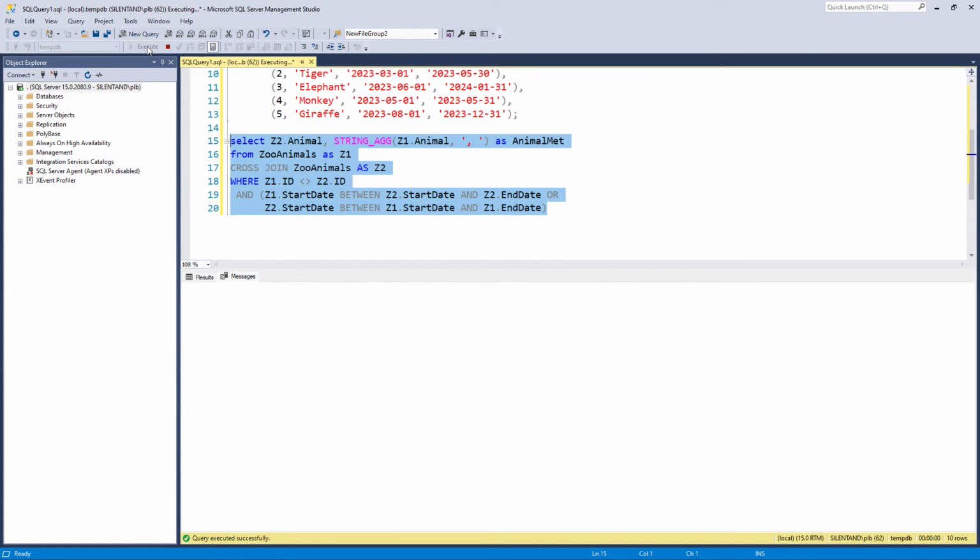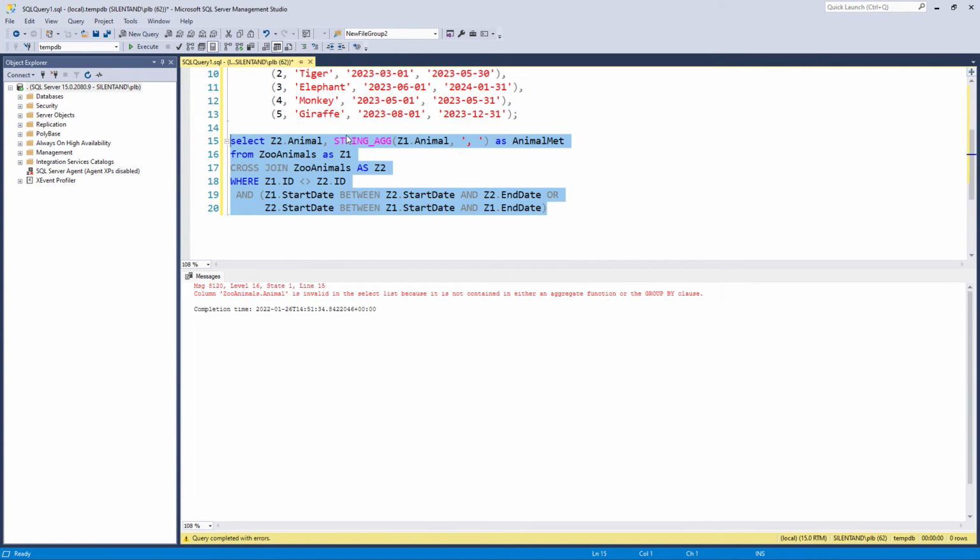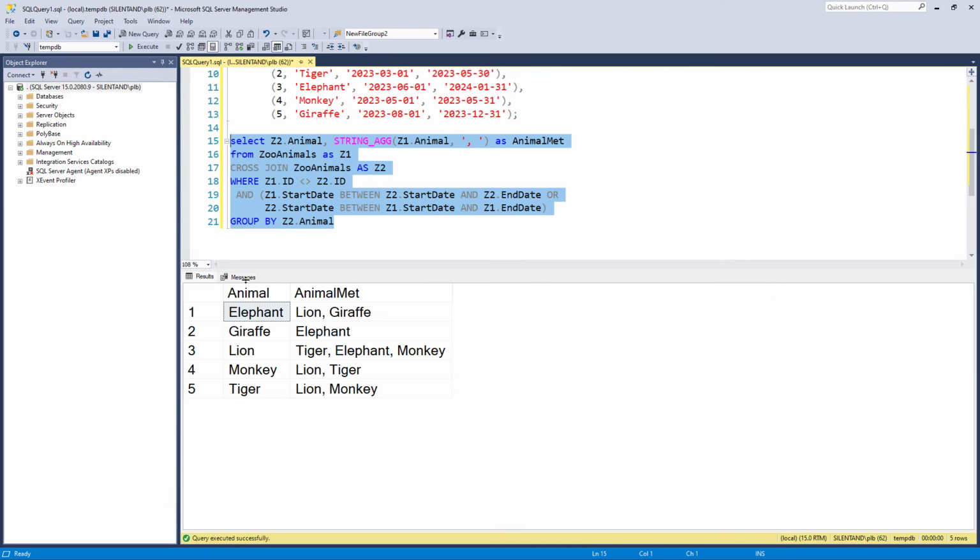However, notice what I just said, group together. It will not work because this is a grouping function, just like sum and count and min and max. So what we need to do is introduce a group by, just like every other aggregation. So group by, and we're grouping by this, z2.animal, because this one is the aggregating function, like sum and count. So now let's run this, and we can now see the animal and the animals that they have met.